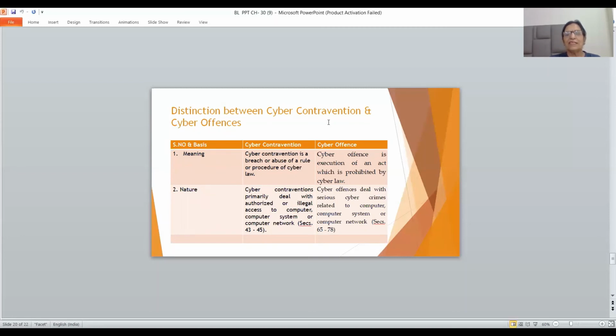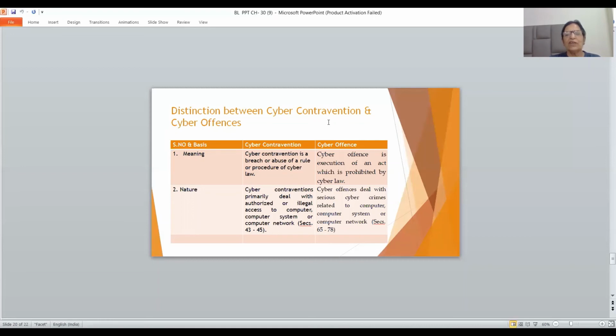First is the meaning. Cyber contravention is a breach or abuse of a rule or procedure of a cyber law. Cyber offense is execution of an act which is prohibited or forbidden by the cyber law. And you all know cyber law has been provided under the IT Act 2000.